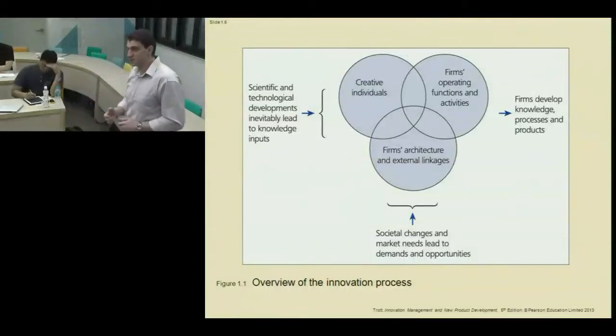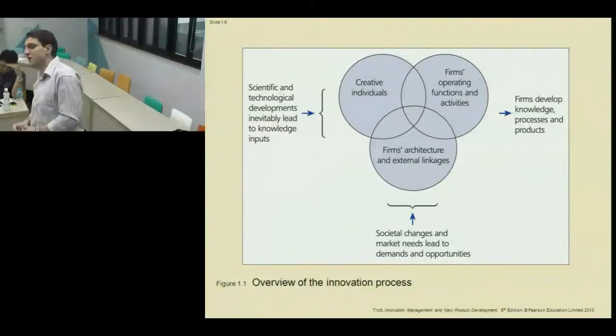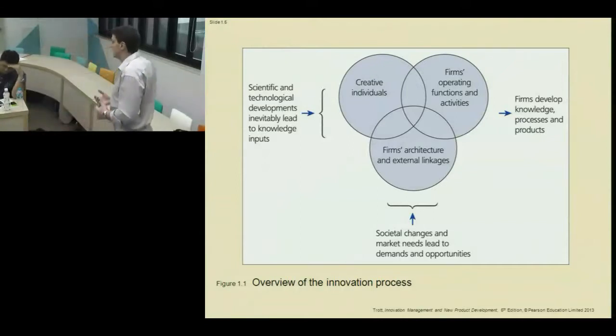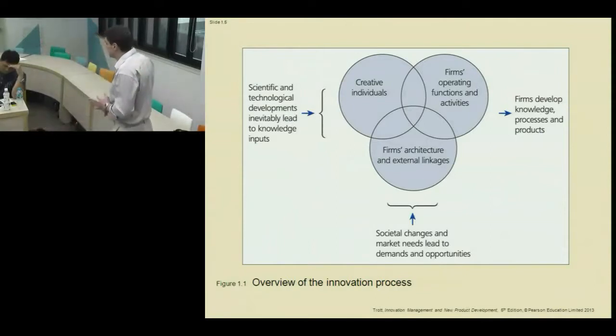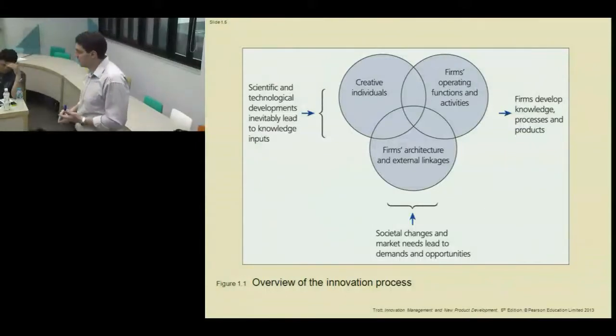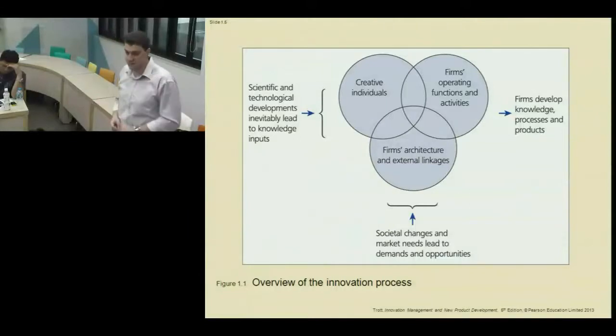And at the end we have firms operating functions and activities. What is this? This can be products, services, processes, and so on. So firms develop knowledge, develop processes, and develop products. So innovation is about not only technology, not only people, but also about networks, collaborations. Later on we'll discuss open innovation, which is exactly that.